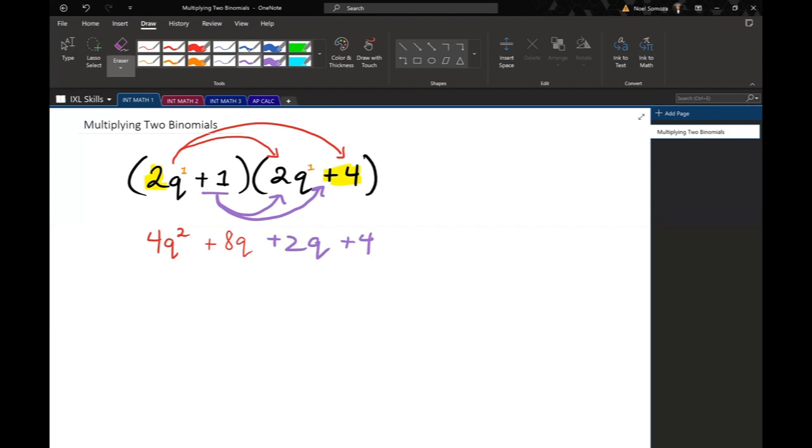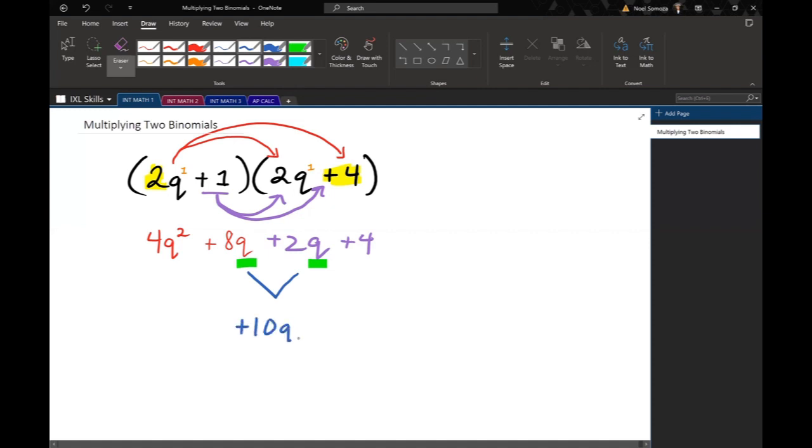Now we're almost done. The last thing we would need to do after you expand and multiply is to look for like terms that we can add together or subtract. I noticed that 8q and 2q both have the same variable, and it's only q to the first power. So I'm going to combine like terms here. I can combine 8q plus 2q to give me positive 10q.